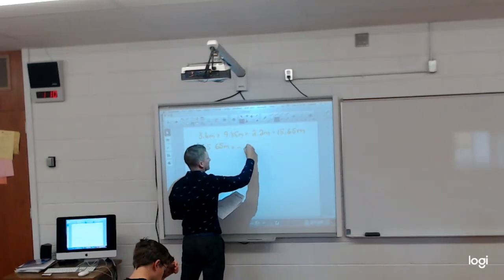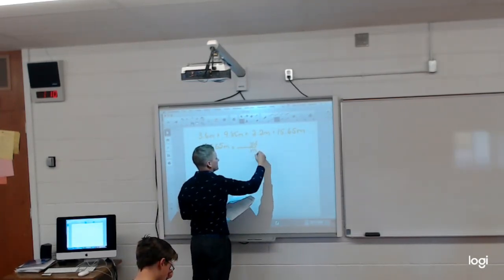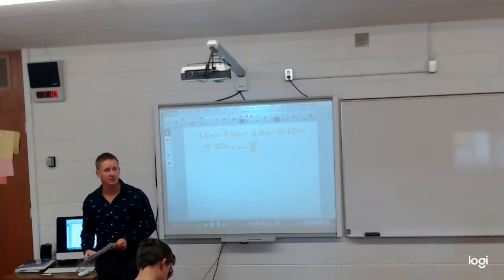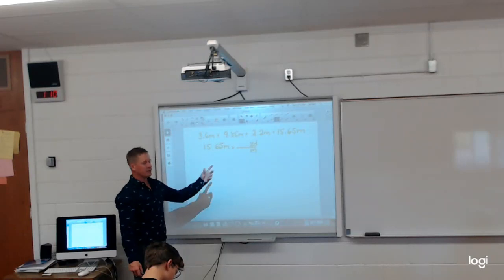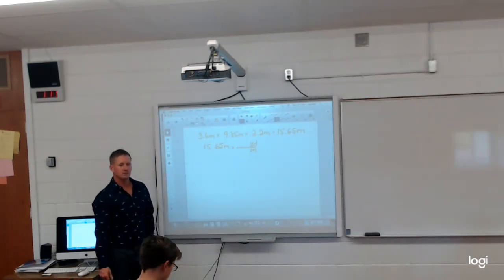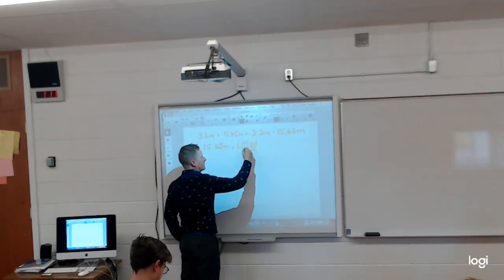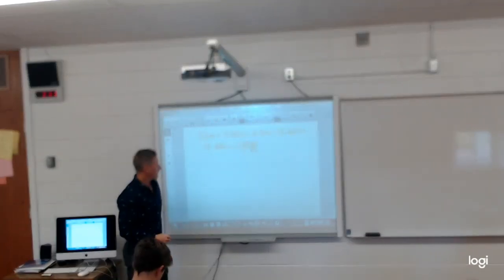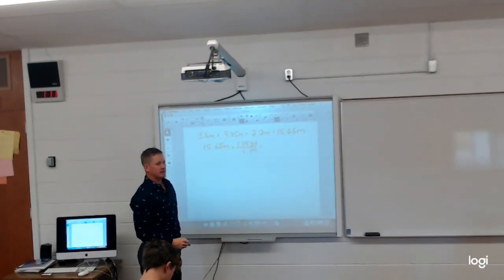Now, the measurement is given in yards, correct? So now we need to convert from meters to yards. So again, we're using the same skills that we had last unit in order to do this. So what is the ratio of yards to meters? 1.09. 1.09 yards in 1 meter, does that sound right? Yeah. Okay, great. So we take 15.65 and we times it by that to get the number of yards.